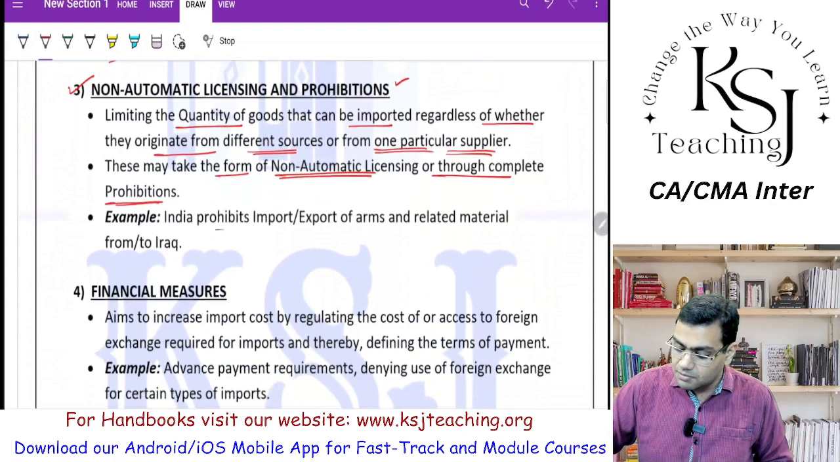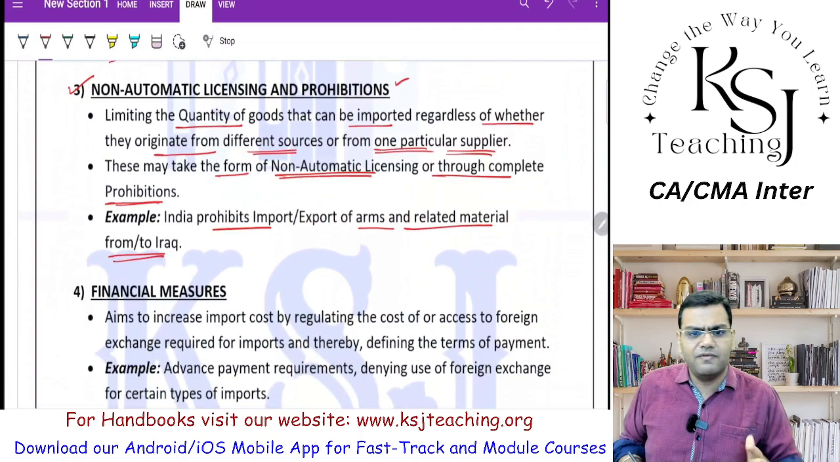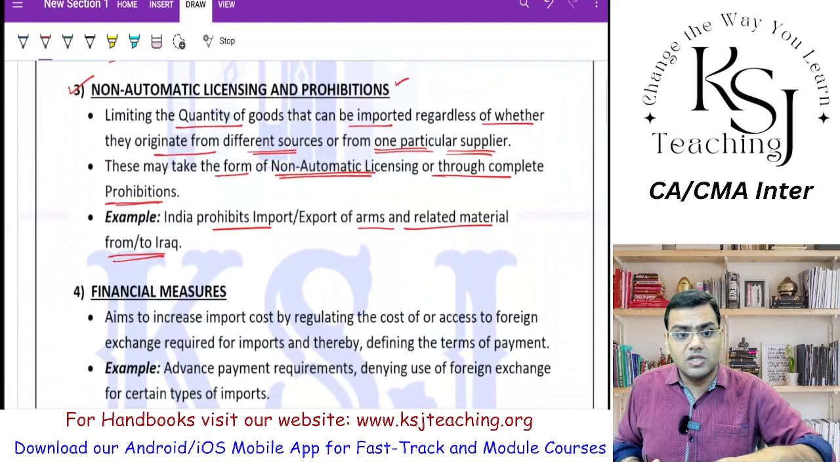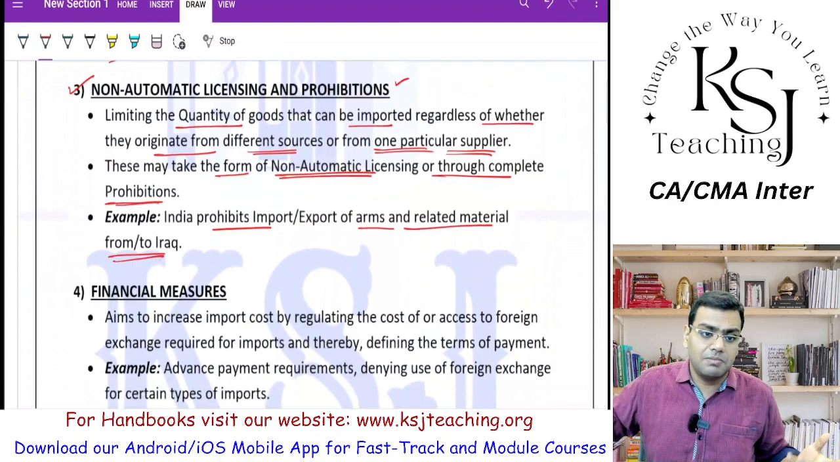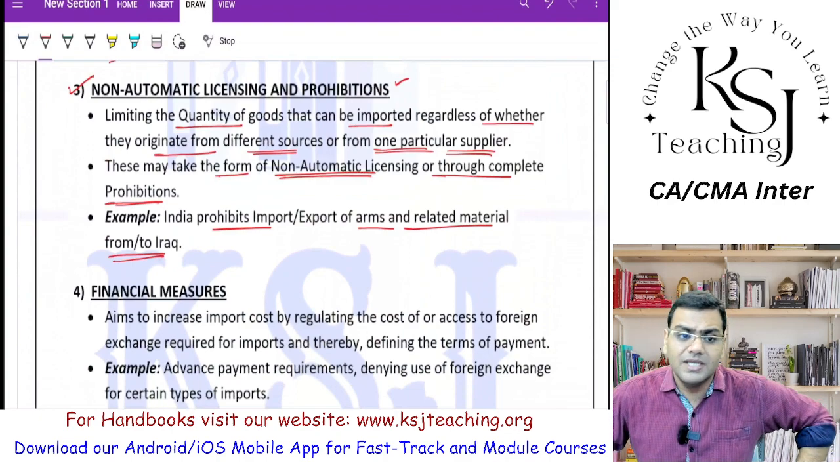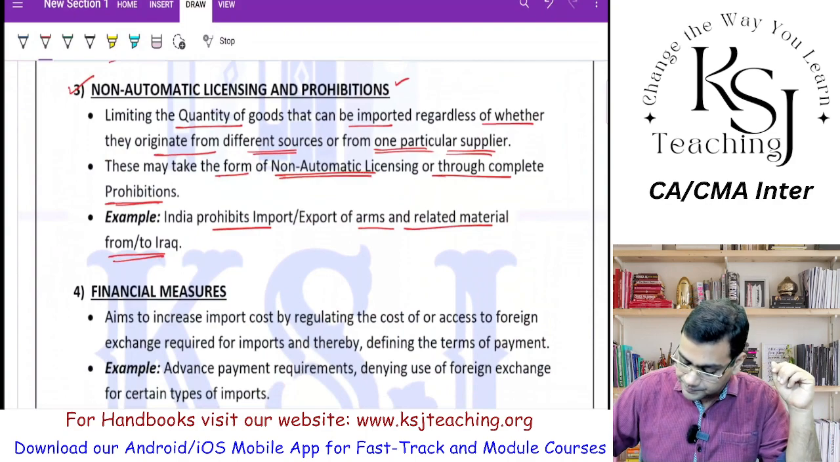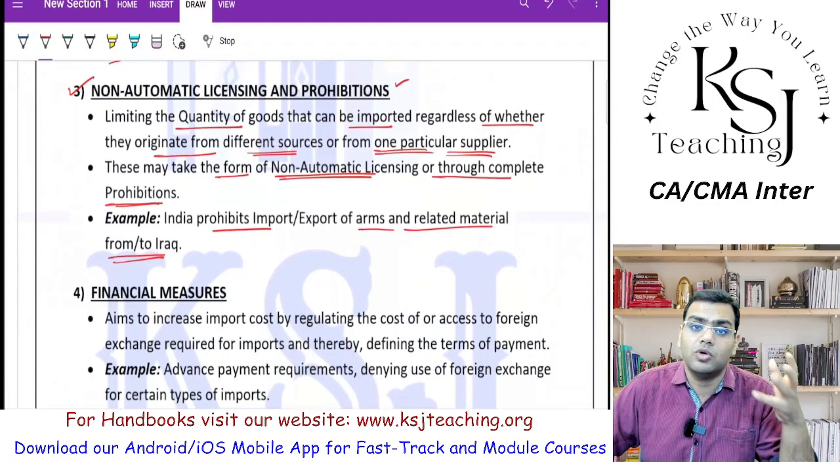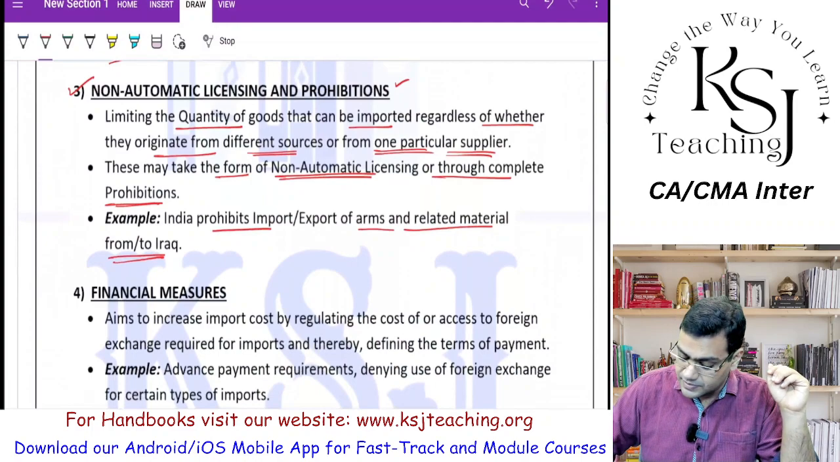India prohibits the import and export of arms and related material to and from Iraq, right? So it can be from one country, it can be from multiple countries, it can be within one country also, it can be from one supplier or multiple suppliers or any supplier. So all these restrictions can be there. Non-automatic licensing means that you do not automatically get the freedom, automatically get the license to import the goods. You will have to buy those licenses, right?